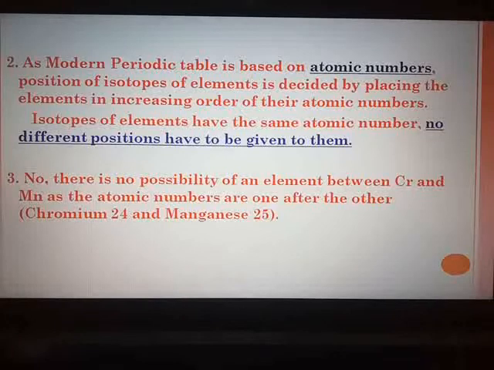You can see in the question they have given, on the top it is A over Z, where A is atomic mass. So 52 is the atomic mass, 24 is the atomic number for chromium. For manganese, 55 is the atomic mass, 25 is the atomic number. And as the atomic numbers 24 and 25 are one after the other, there is no possibility of an element between chromium and manganese. See how you have to apply the concept.